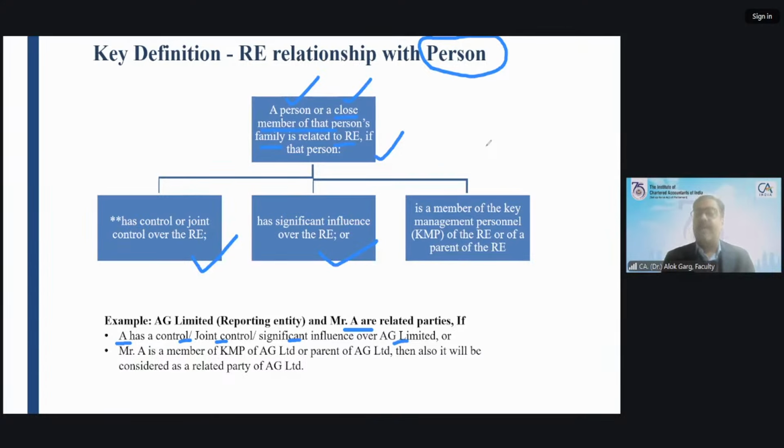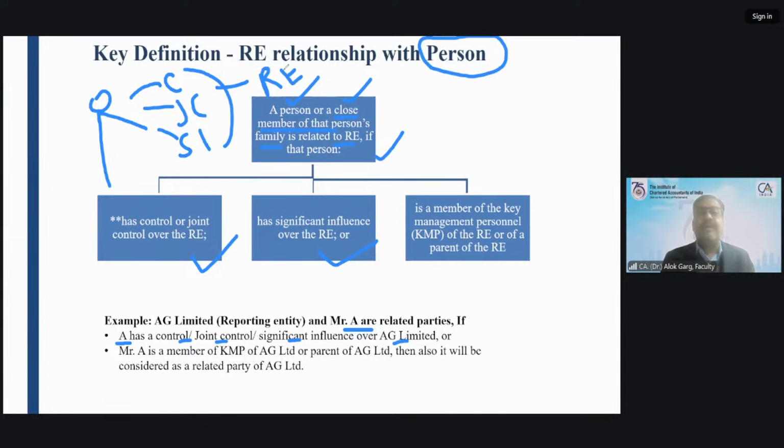So if a person has control, or if a person has joint control, or significant influence over an entity, over a reporting entity, then this person will become a related party of this reporting entity, and this person's relative will also become a related party of this reporting entity, right? Relative means close member of the person's family.